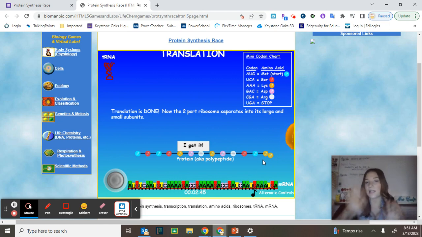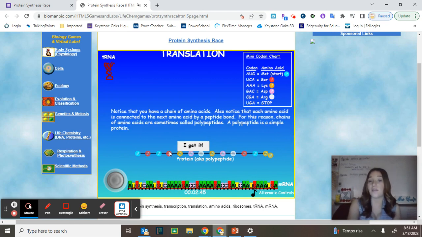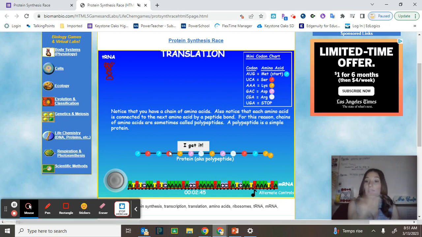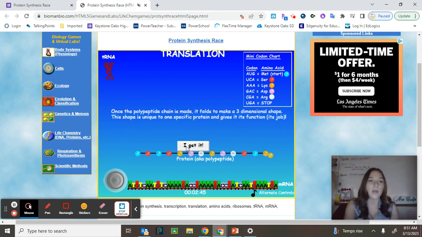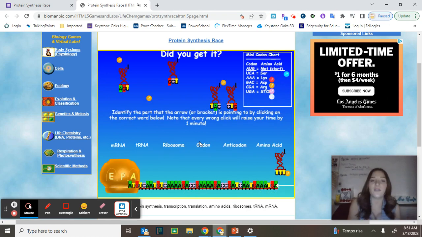Now the 2-part ribosome separates, and we basically release what we've made. So notice that I have this chain of amino acids. Each amino acid is connected to the next amino acid next to it with a peptide bond. So we call this chain of amino acids a polypeptide, since poly means many and peptide is the type of bond that we've used. This is kind of like a basic protein. Now we want to fold it and process it and make it into the correct shape, because the shape of a protein is what gives it its function, right? Shape equals function.